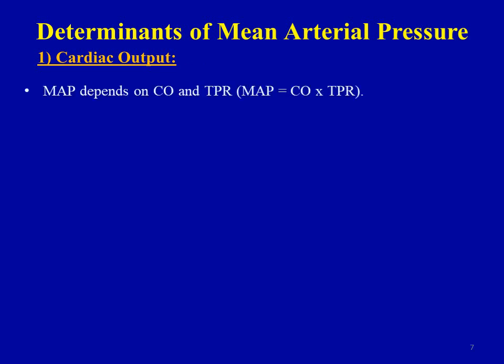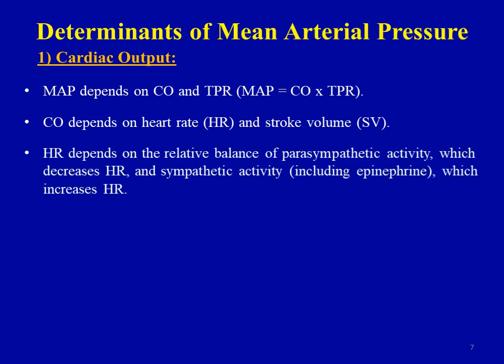So the mean arterial pressure depends on cardiac output and total peripheral resistance, and we know this equation. Mean arterial pressure is the product of cardiac output and total peripheral resistance. Cardiac output depends on heart rate and stroke volume, as we have seen in the previous slide. The heart rate depends on the relative balance of the parasympathetic activity, which decreases heart rate, and sympathetic activity, including epinephrine from the adrenal medulla, which increases the heart rate.